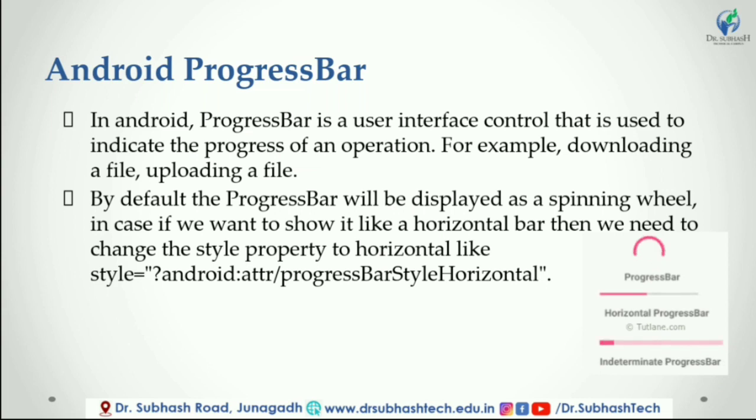Following is the pictorial representation of using different types of progress bar in Android applications. By default, the progress bar will be displayed as a spinning wheel. In case you want to show it like a horizontal bar, then we need to change the style property to horizontal, like style equals ?android:attr/progressBarStyleHorizontal.